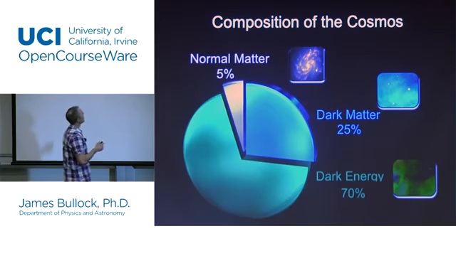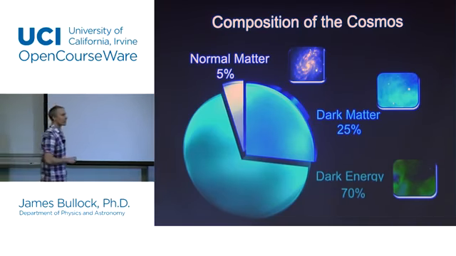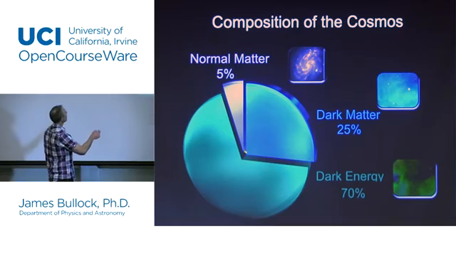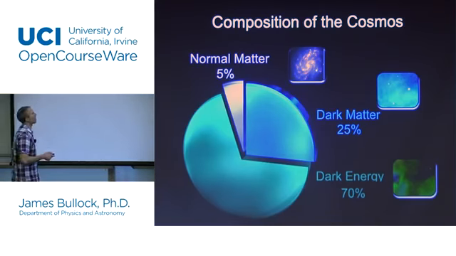But even the normal matter is special in the sense that dark energy makes up something like 70% of the energy density of the universe. Now, this other chunk here is the dark matter, and that's what I want to talk about in the last half of lecture.